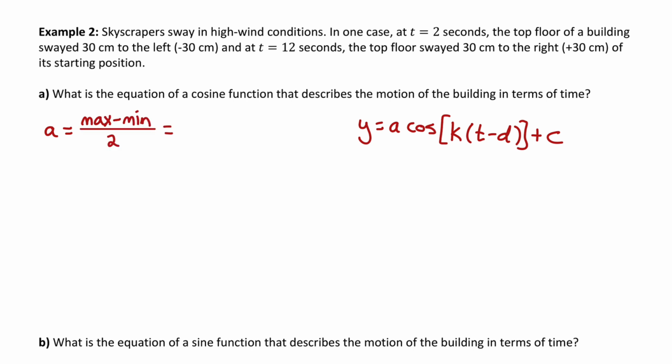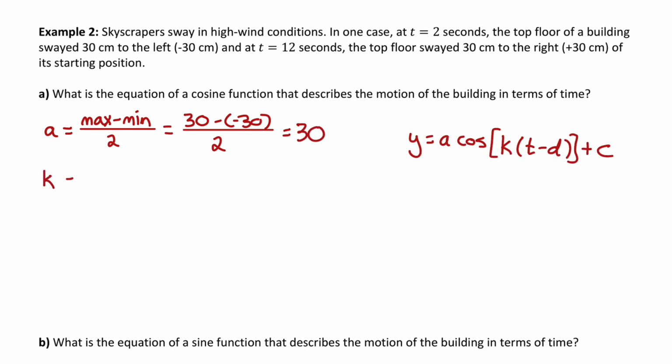Its max value is going to be positive 30, and its min value is going to be negative 30. So I'll do 30 minus negative 30, and then divide that by 2. 60 divided by 2 is 30. And then to calculate the k parameter, we do 360 divided by the period of the function.